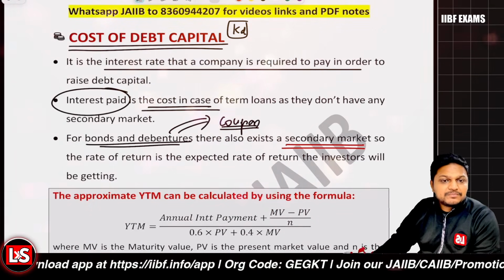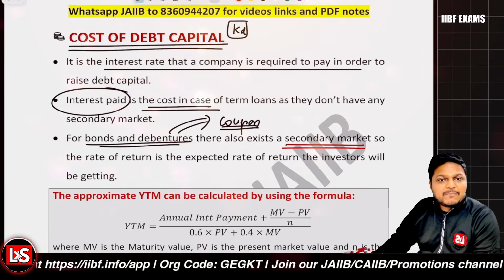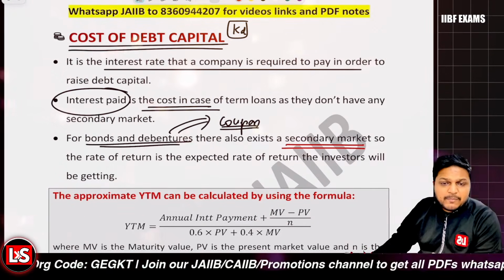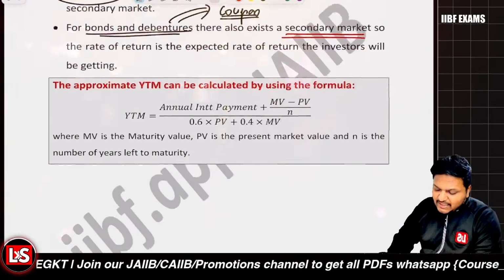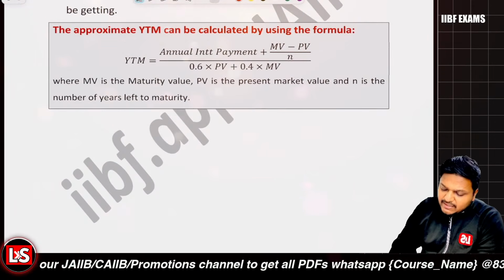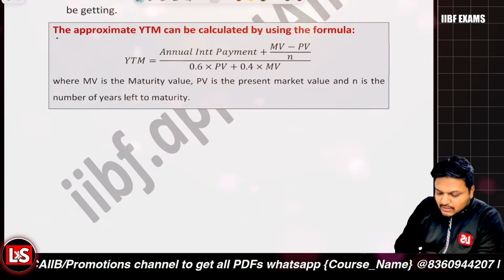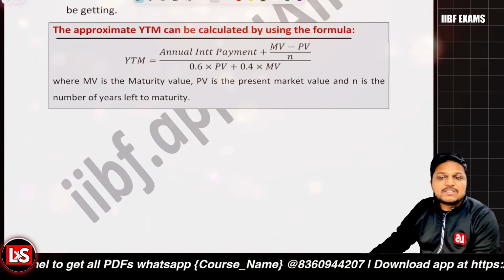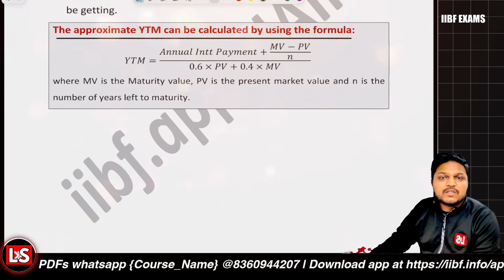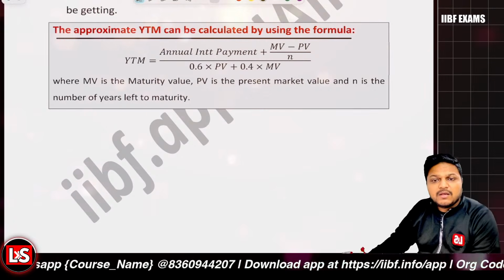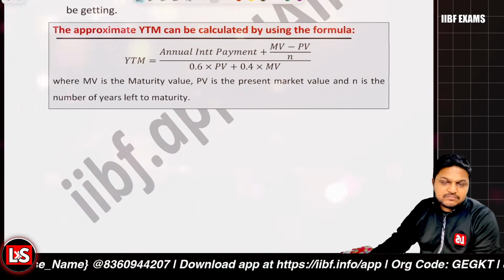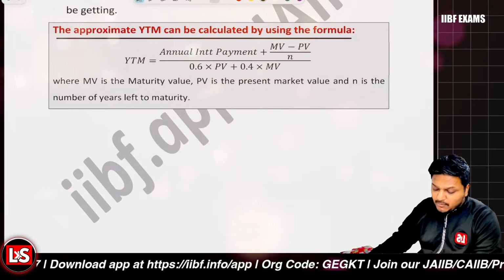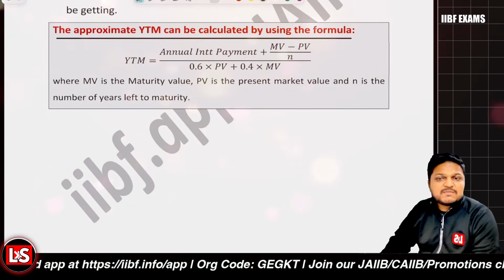Clear with it? Is that part clear to you? That's about the cost of the debt capital. And the approximate YTM, the yield to maturity, can be calculated by the following formula. We may use this particular formula to calculate the approximate YTM. We'll also be solving a very simple numerical on it, but we have to memorize this particular formula.